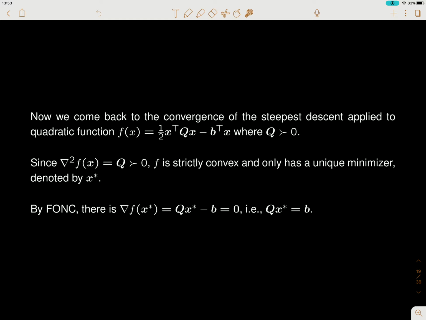Okay? And so in this case, we know that there will be only one minimizer, and the function is convex, and there's no local minimizer. There's only one global minimizer. Okay?